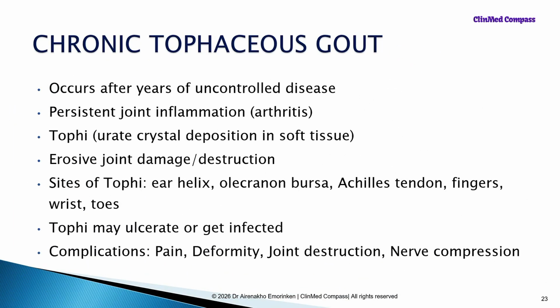Chronic tophaceous gout develops after years of uncontrolled disease. At this stage, patients have persistent inflammatory arthritis and visible tophi, which are collections of uric acid crystals in soft tissues. Tophi commonly occur at the ear helix, olecranon bursa, Achilles tendon, fingers, wrists, and toes. These tophi can ulcerate, become infected, compress nerves, and cause severe pain, deformity, and functional limitation. This stage represents advanced but preventable disease.